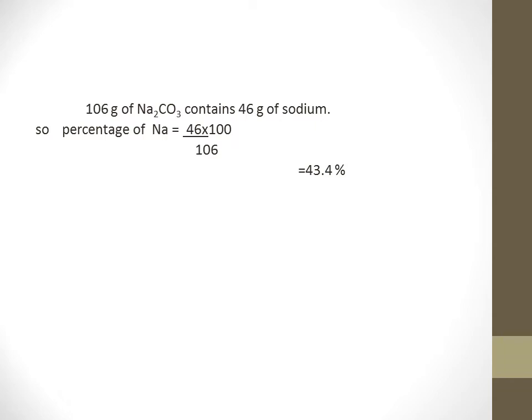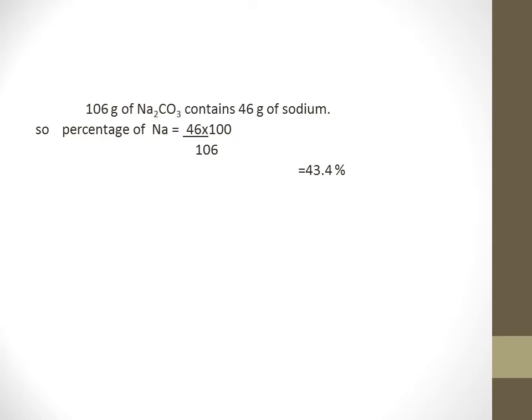Therefore, how can we calculate the percentage composition? Percentage composition of sodium in sodium carbonate is equal to, what is the formula? Do you remember the formula? Percentage composition of an element, or percentage of an element in a compound, is equal to the weight of the element in one molecule of a compound divided by the molecular weight of the compound into 100.